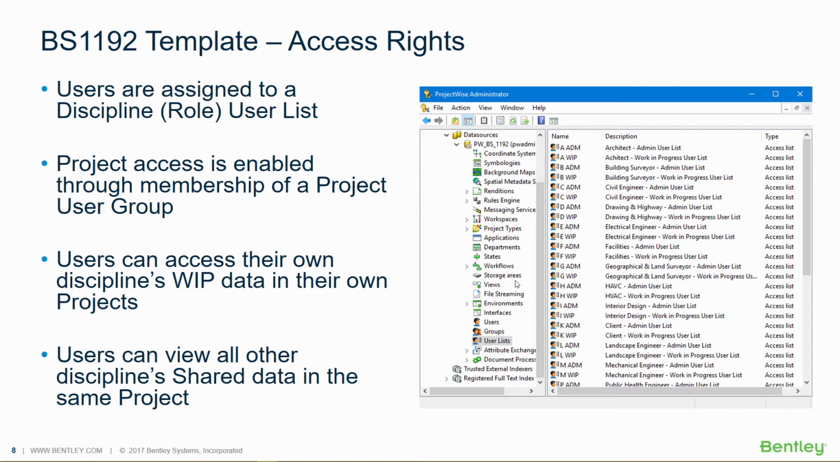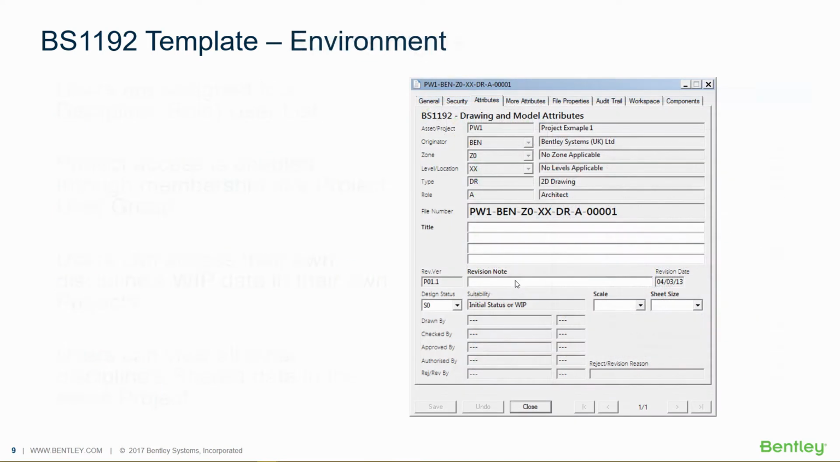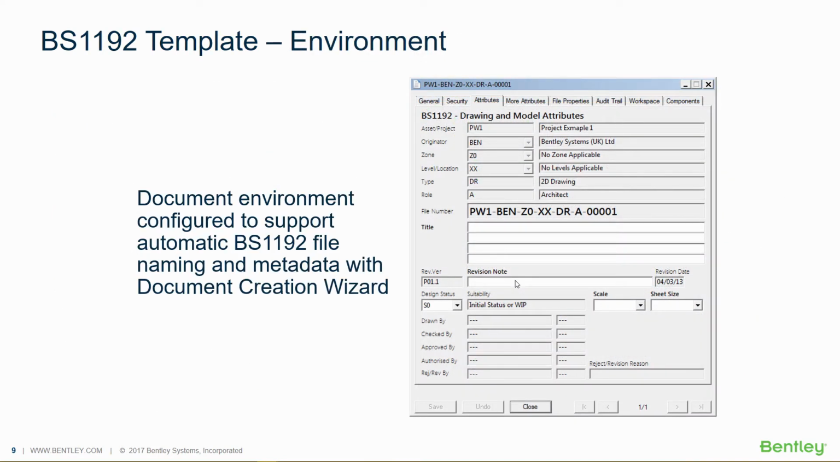So for example, the architectural administrator can do admin tasks within his discipline folder, but if he goes to a different folder, goes to mechanical engineering for example, he will not be able to create documents in there, will not be able to do approvals in there. So this is how we use the access rights to provide very powerful and very robust permissions. The other thing that the template provides that's very important is the environment.